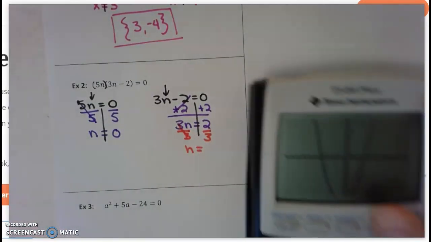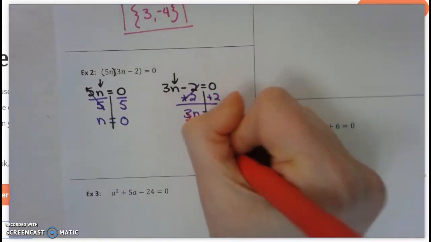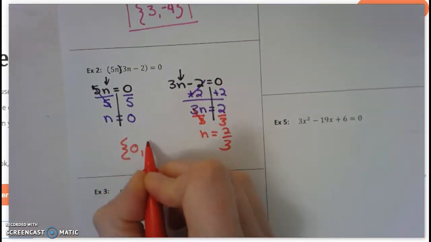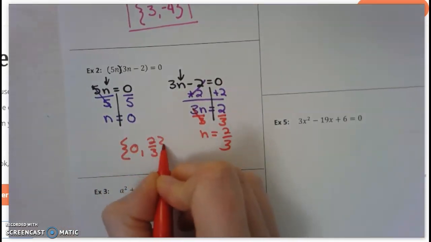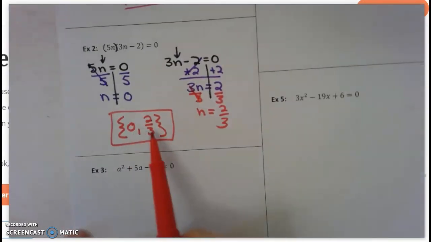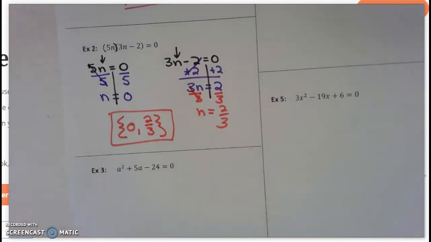So I'm going to come over here, double check in your calculator, 2 divided by 3. I get that, so math enter, that is 2/3. So for my final answer, I'd come over here and draw my little brackets. And there's my answer. Now, it doesn't matter to me which one of the numbers you put first. If you put 2/3 first and 0 second, that is perfectly fine.